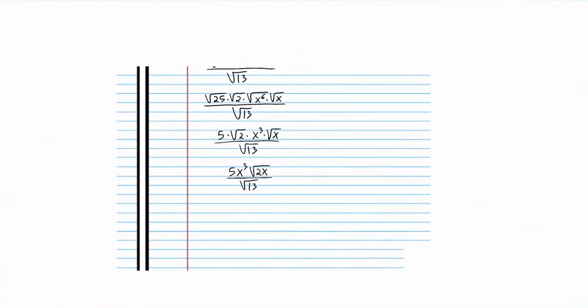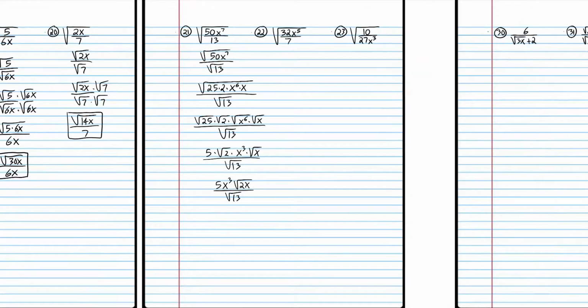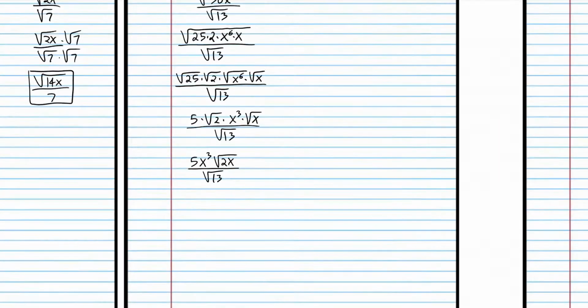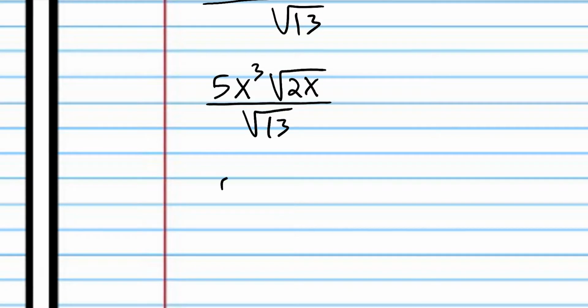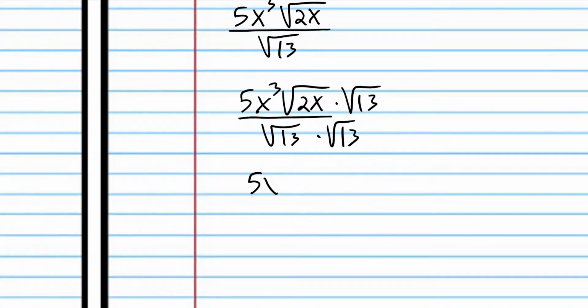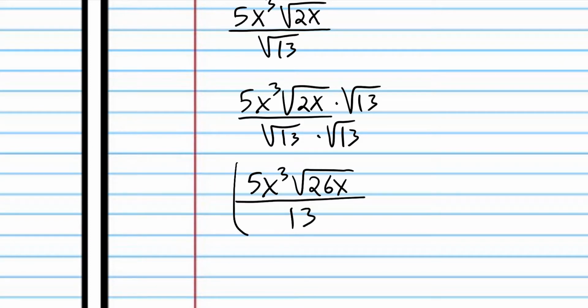So now we took care of the perfect square factor in the numerator. But now we have a root in the denominator. We have to take care of that problem. So we're going to multiply both sides by root 13. And we get 5x cubed, and we can just multiply those. That's 26x. Again, skipping forward, and that is the final answer.